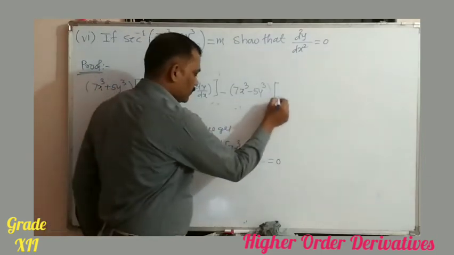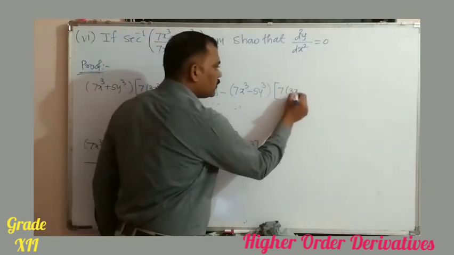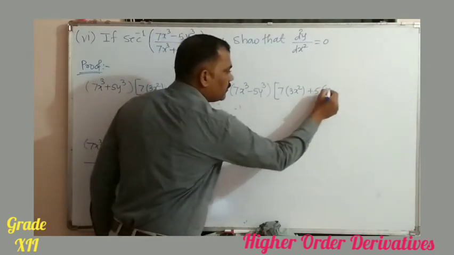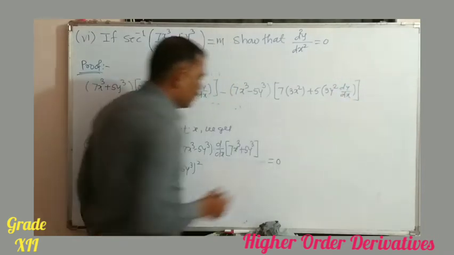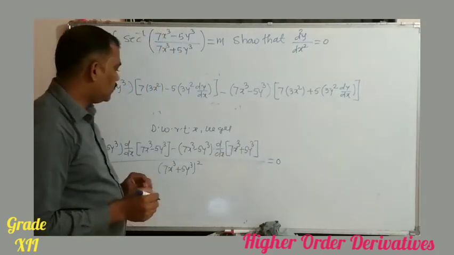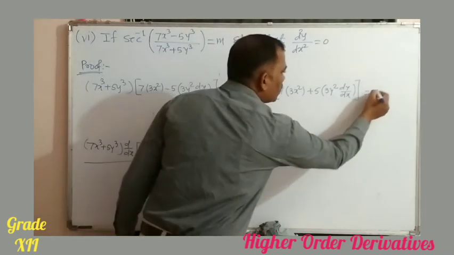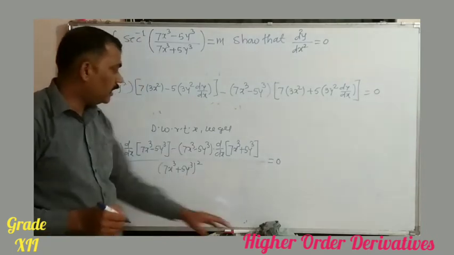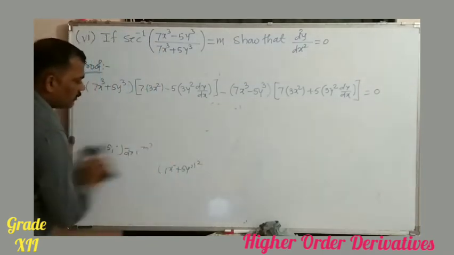into 7 into, what is the derivative of x³? The derivative of x³ is nothing but 3x², plus 5 into, what is the derivative of y³? It is nothing but 3 times y² into dy/dx. Take the power as it is, subtract 1 from the power, derivative of y with respect to x is dy/dx, is equal to 0, because if we take the denominator to this side, 0 into the denominator gives 0. Now the simplification is more important.